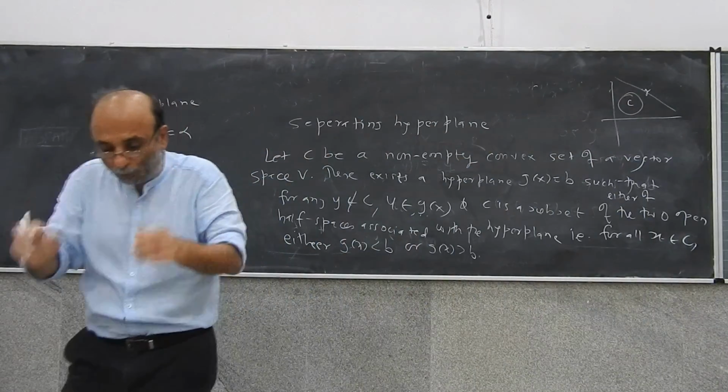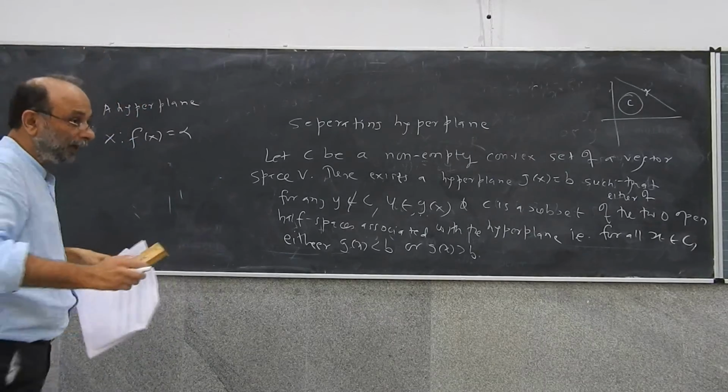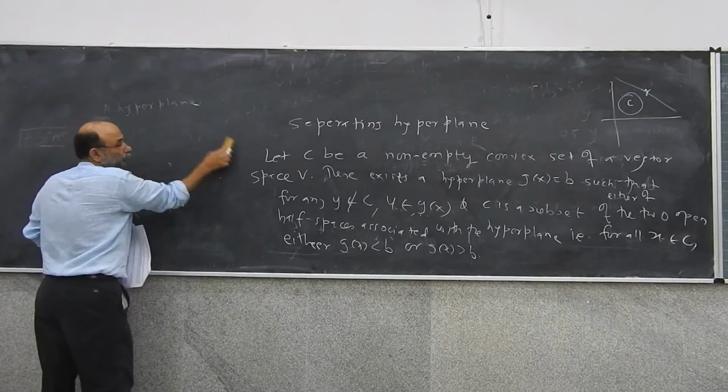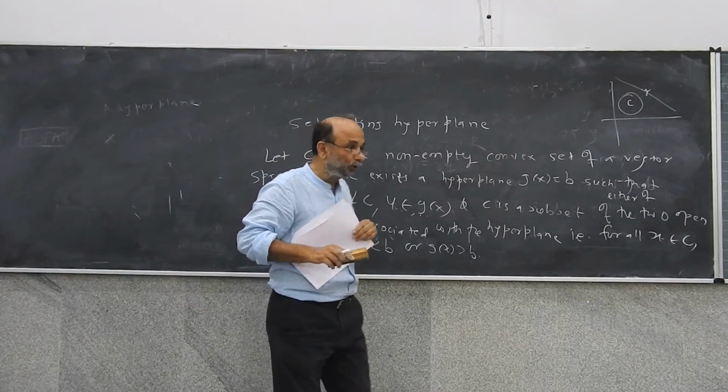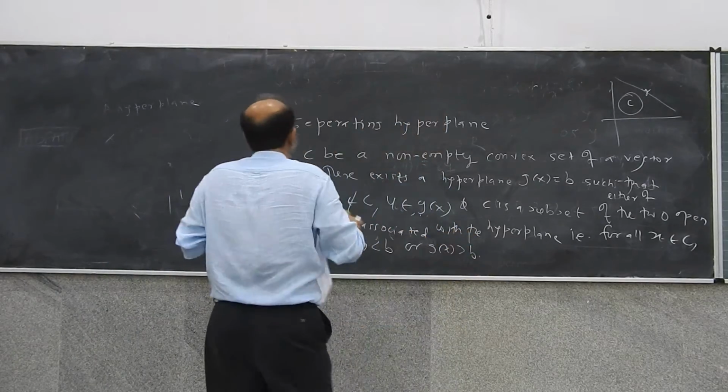Now, the supporting hyperplane. The supporting hyperplane is crucial to the idea of why indifference curves are convex to the origin. Okay, what is the assumption that we make?